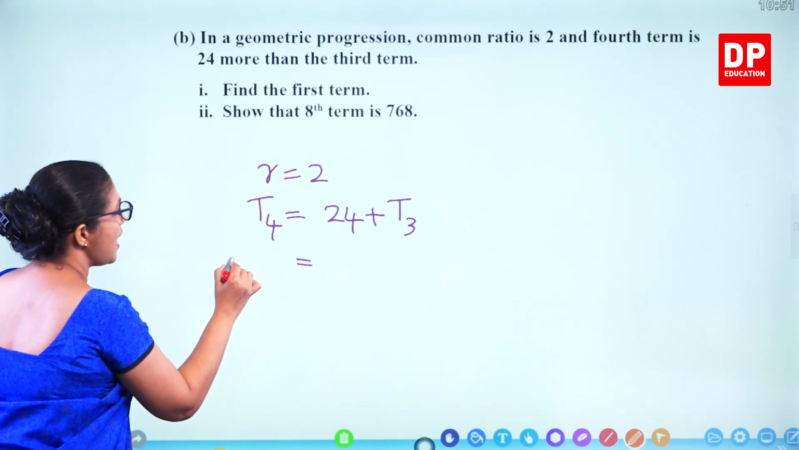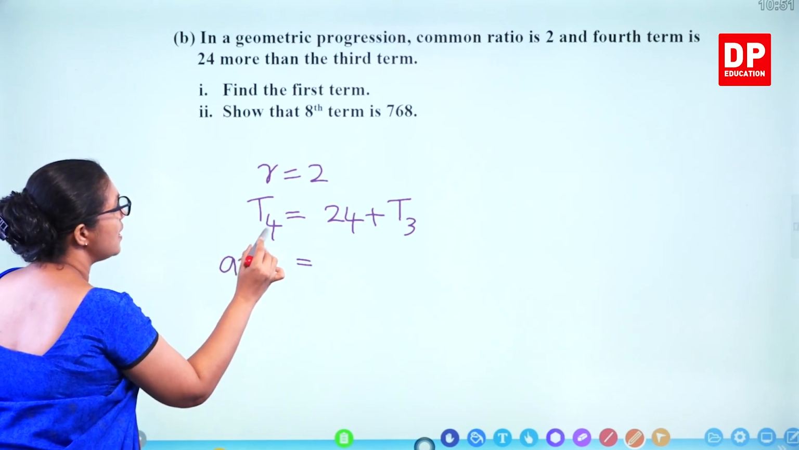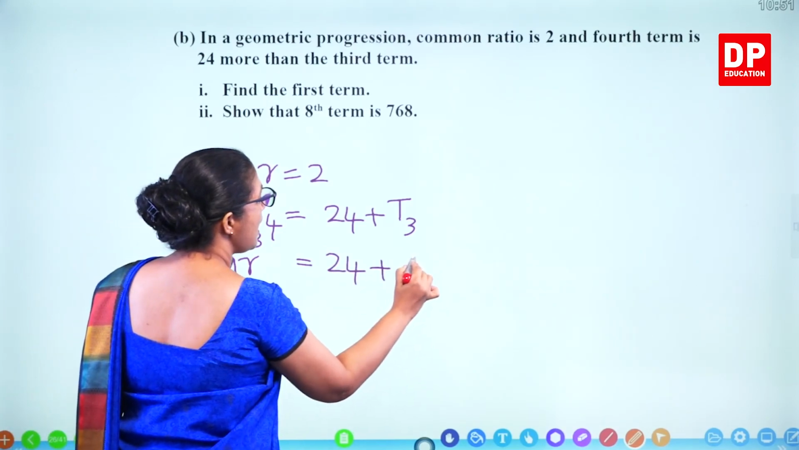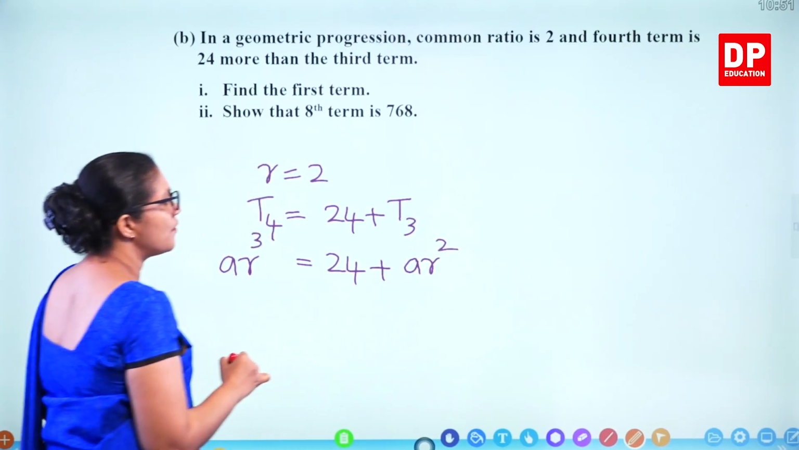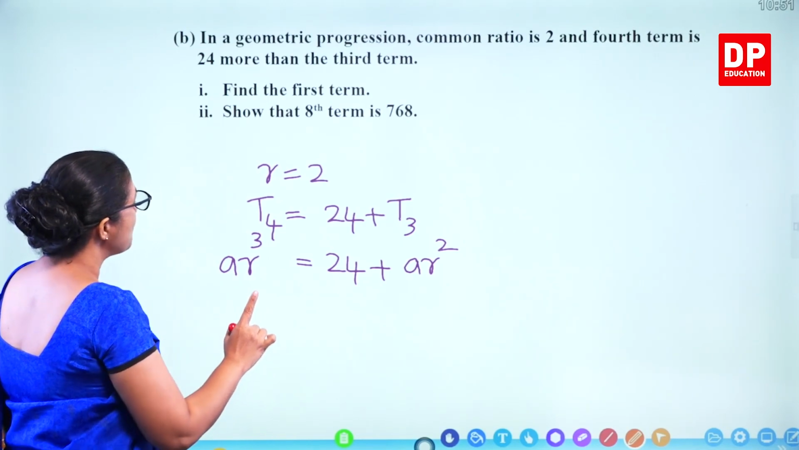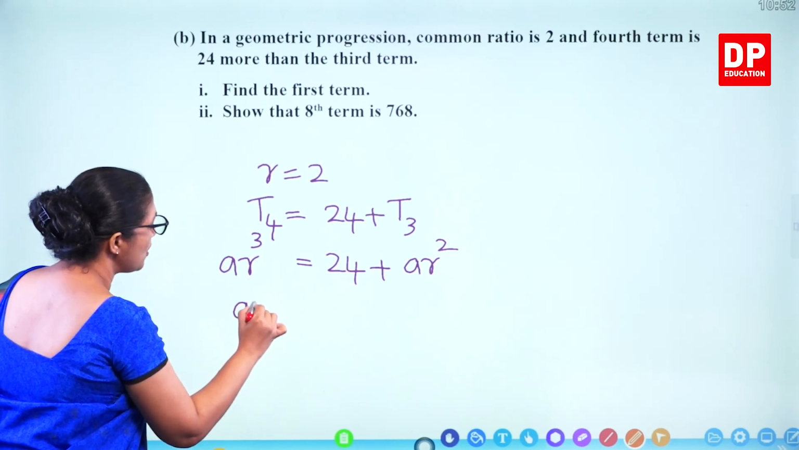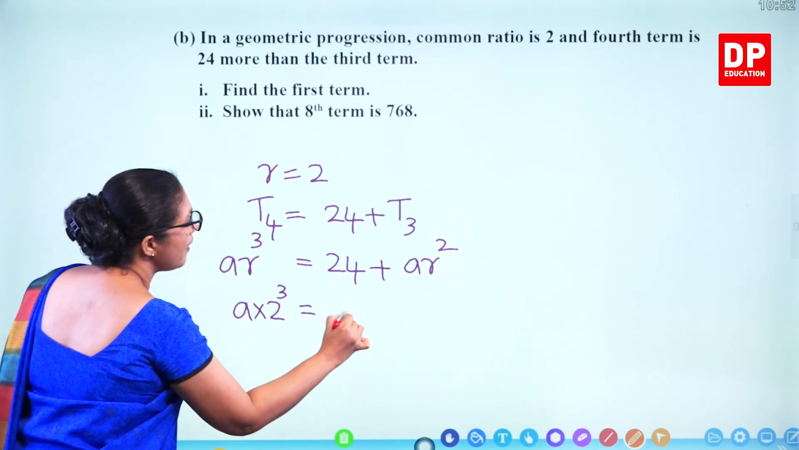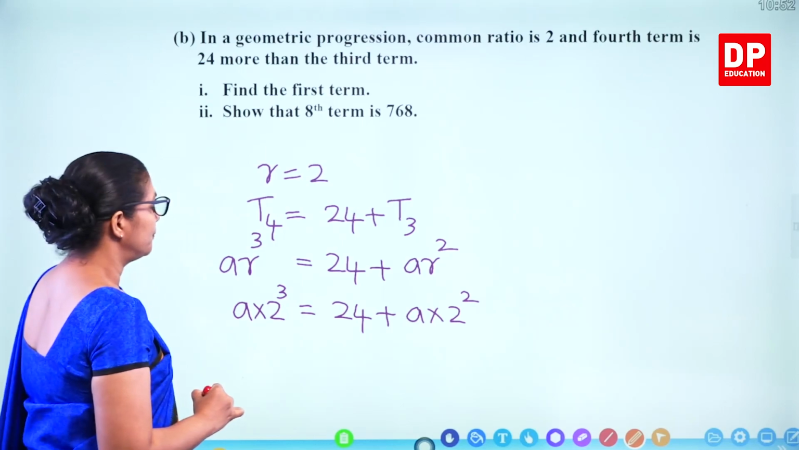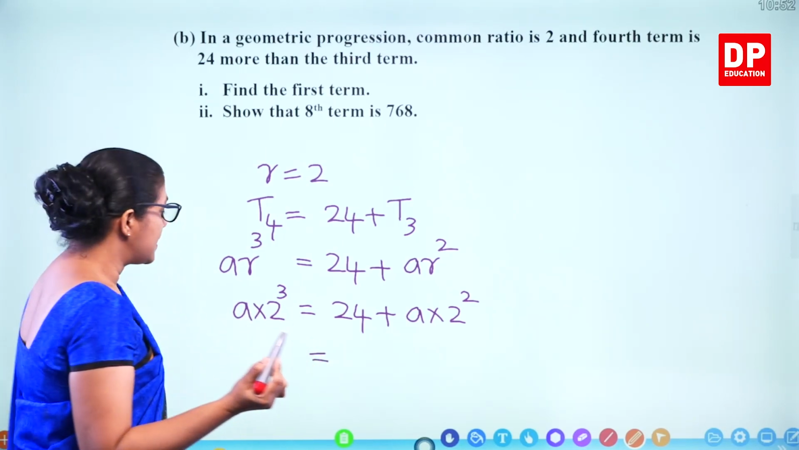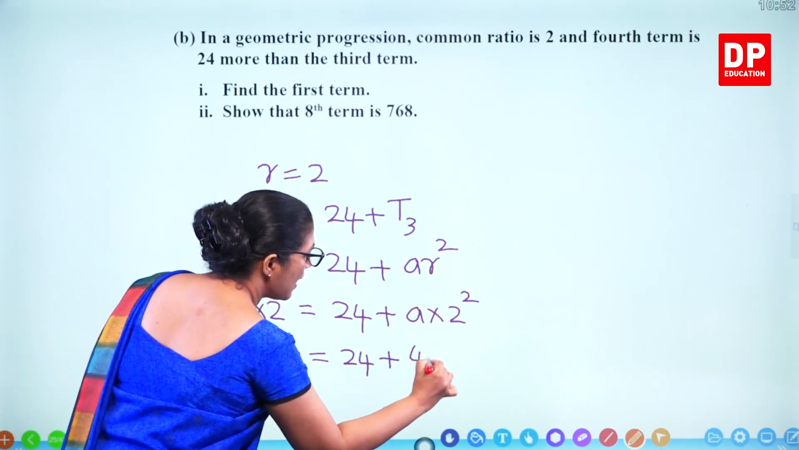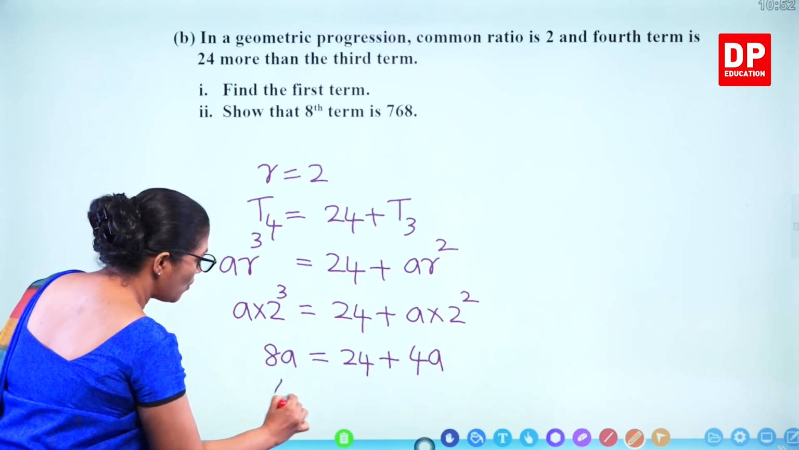T4 means A r to the power 3, which is 4 minus 1. Here it is A r to the power 2, which is 3 minus 2. But we know r equals 2. So substitute 2: A times 2 to the power 3, and here you get A times 2 to the power 2. So 2 to the power 3 is 8, so 8A, and here 4A. 8A minus 4A, you get 4A.